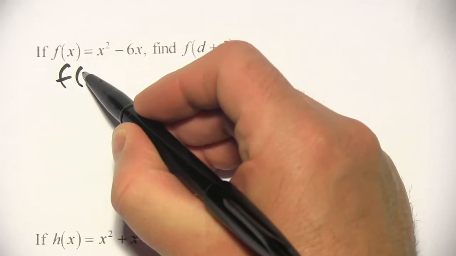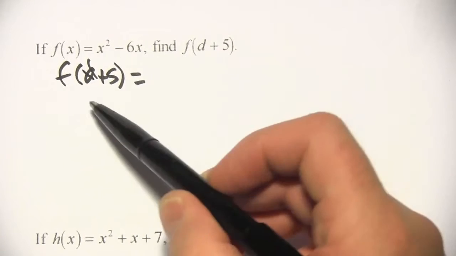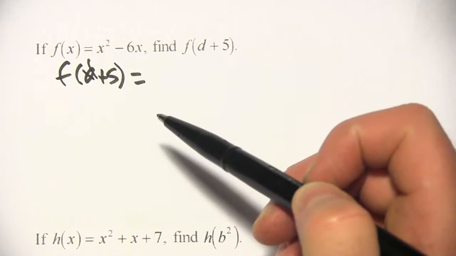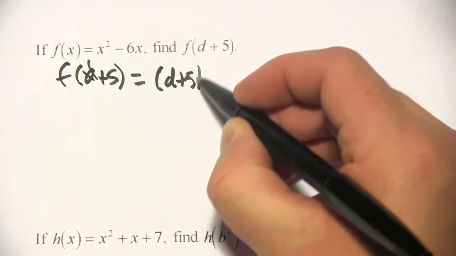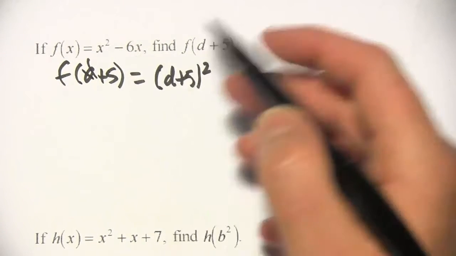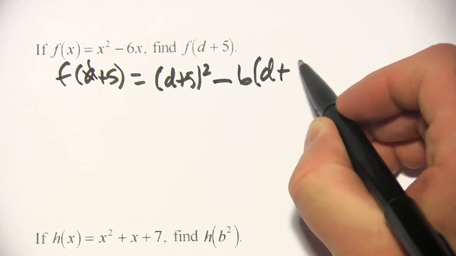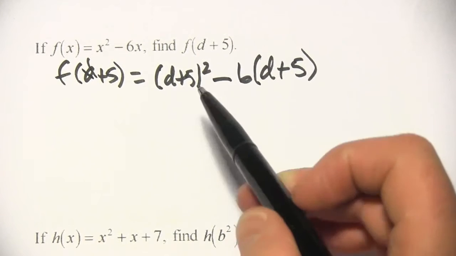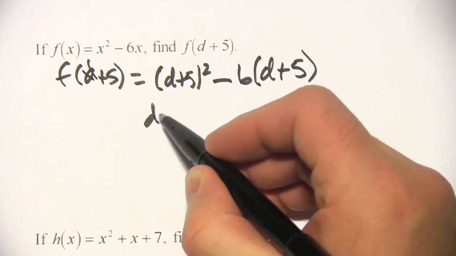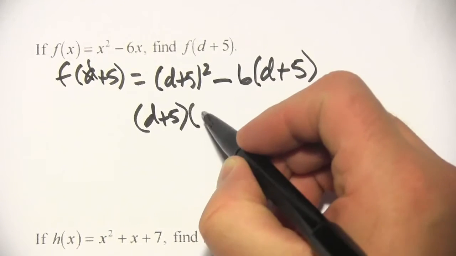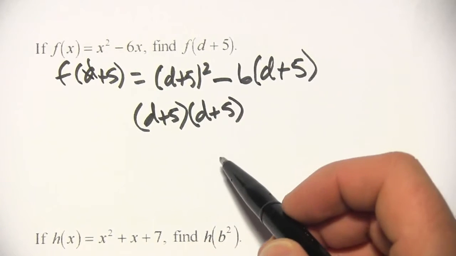So we're finding f of d plus 5. And so I need to put d plus 5 in wherever I see x in the function. So first I have x squared. That means I have d plus 5 squared. And then I have minus 6 times x, so that's minus 6 times d plus 5. Now I should probably multiply out this d plus 5 squared. So when you square something, you multiply it by itself. So this is d plus 5 times d plus 5. We should go ahead and FOIL that out.